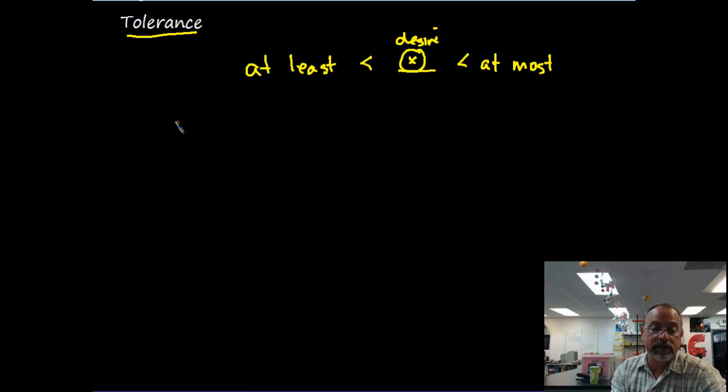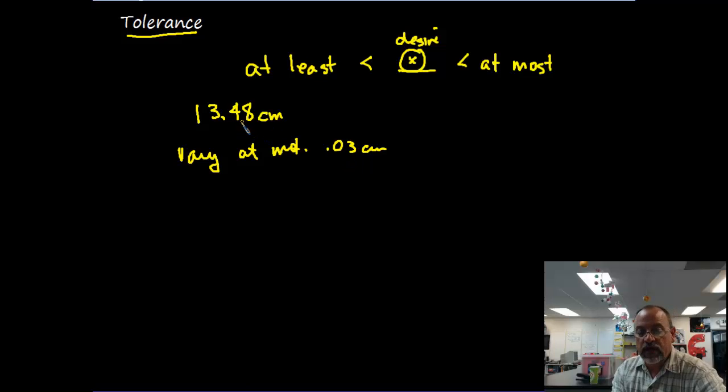So, for instance, one of your problems says that we want an ideal length of 13.48 centimeters. And I'm willing to accept, or it can vary, by at most 0.03 centimeters. So I'll take 0.03 over this, I'll take 0.03 under it, but anything over that I won't. So how do I write that as an inequality? Well, my minimum, my at least, is going to be what I want, my desire, minus my tolerance. How much will I take?